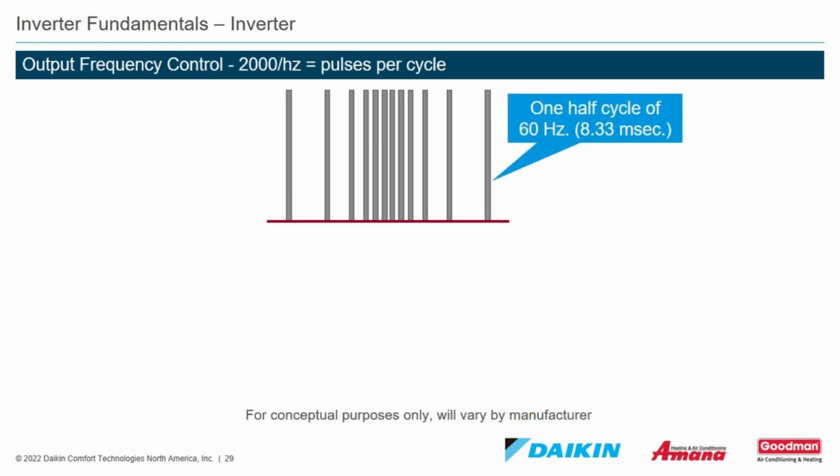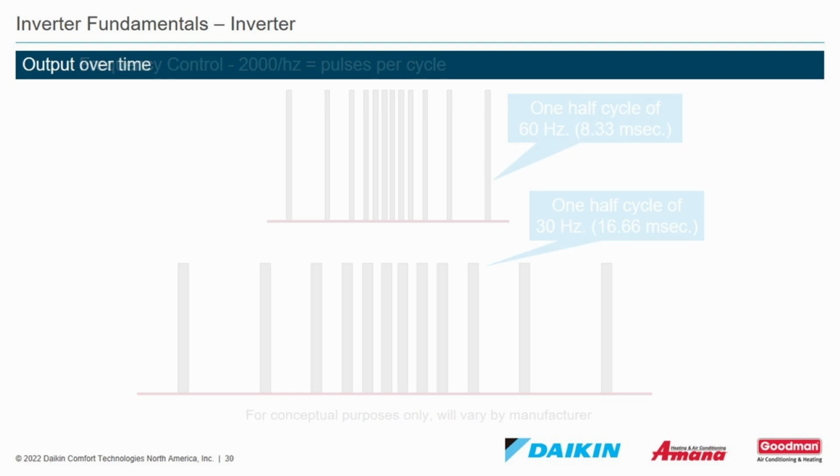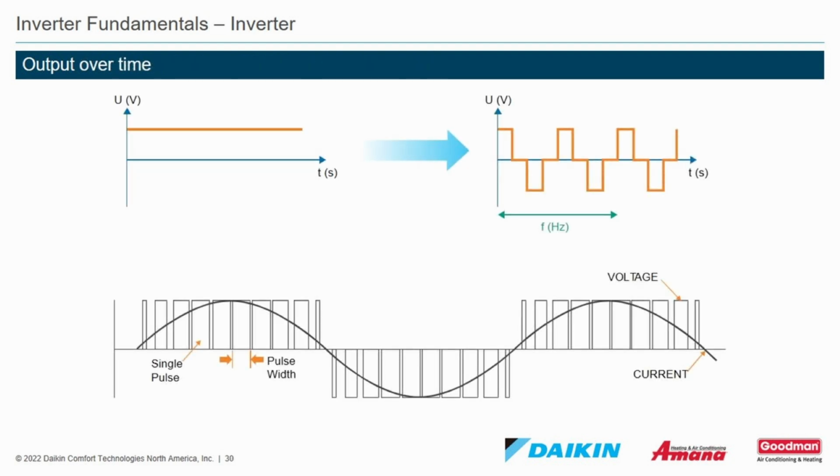Output frequency control, 2000 Hz, pulses per cycle. Here is 1/2 cycle of 60 Hz, 8.33 milliseconds, and 1/2 cycle of 30 Hz, 16.66 milliseconds. This diagram illustrates output over time.